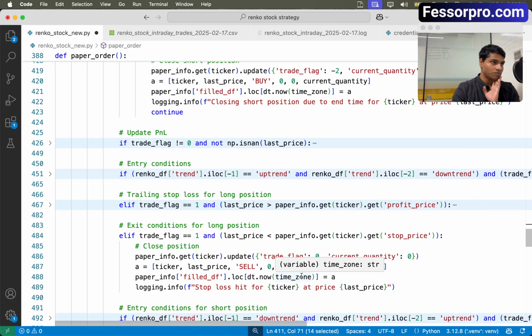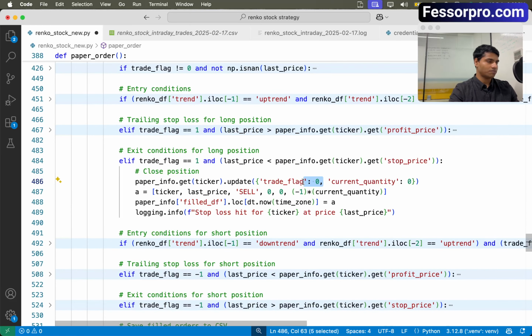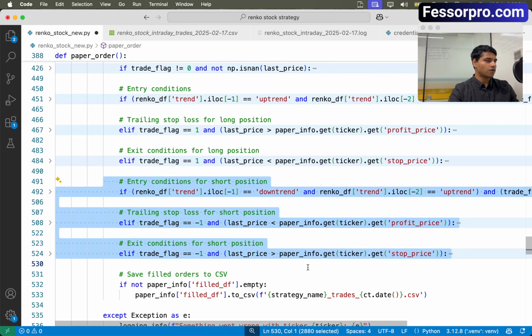So now I would have closed one position, but I still have the option of taking another trade. That's why I'm not changing this flag to 2. I'm keeping it at 0 because I want to take another trade. And I'll change the current quantity to 0 as well. Initial quantity remains the same. Current quantity has changed to 0. Right? Now the same thing we will do for the short position.